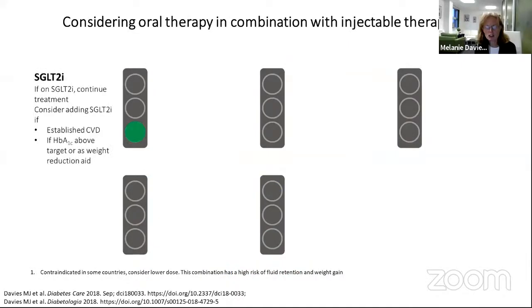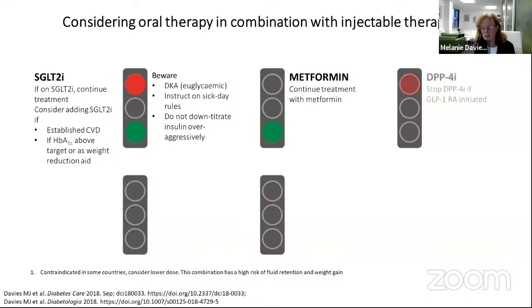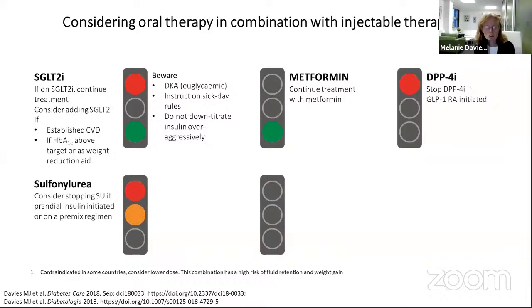So we said that you really should continue an SGLT-2 when you move to injectable therapy, either insulin or a GLP-1. You do need to be careful, however, about instructing on sick day rules and not down-titrating insulin over-aggressively, because that can lead to euglycemic DKA. In the majority of patients, unless there's a contraindication, we should continue with metformin. We should stop a DPP-4 if we're moving to a GLP-1. It's perfectly fine to continue it in combination with insulin, but there's absolutely no benefit of using DPP-4s with GLP-1s. We should consider stopping a sulfonylurea, particularly if we're moving to more intensive insulin regimes such as premix or basal bolus, and also TZDs with insulin, particularly when we get to more complex insulin regimes, as there's quite marked weight gain with that combination.